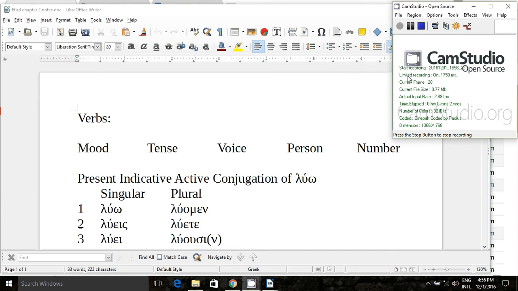Welcome back to Greek class, New Testament Greek class. We're in James Efford's book, A Grammar for New Testament Greek, and we're on lesson 2. We're going to begin today talking about verbs.